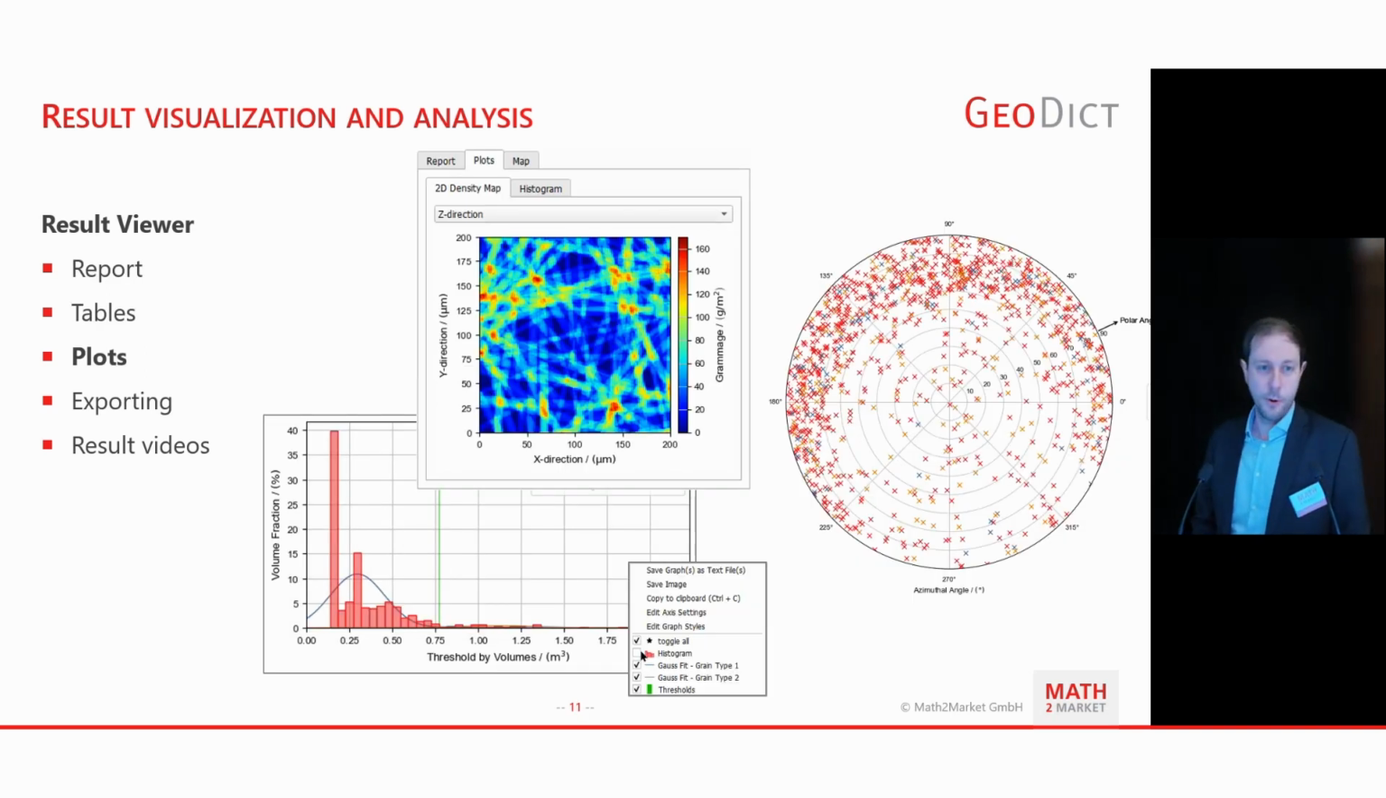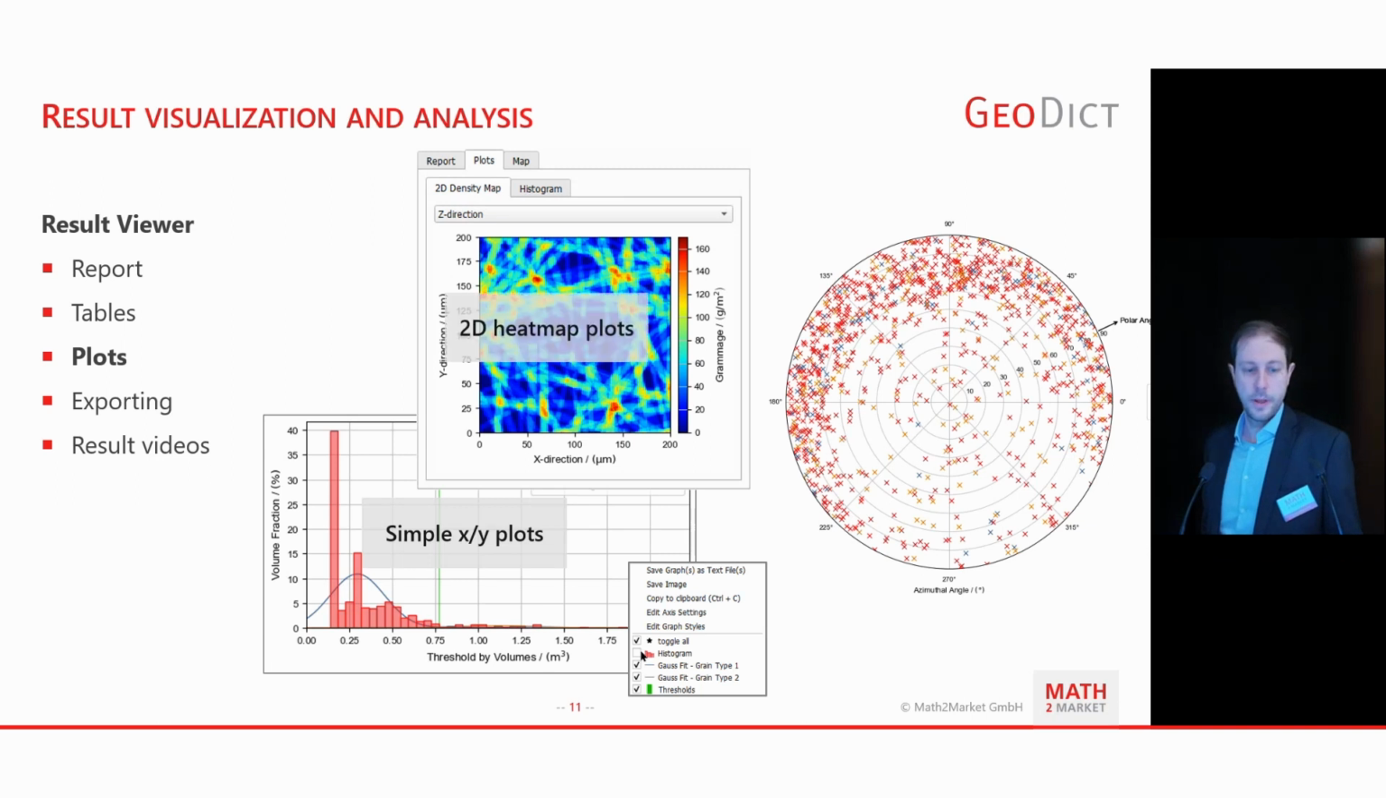But numbers are a little bit boring and hard to look at, so we have also some plots implemented. Visualize all your data using these plots. It can be simple XY plots. It can be 2D heat map plots, a little bit like a two-dimensional view in GeoDict. Or it can be a little bit more complicated, like this polar coordinate plot here on the right-hand side, which is, for example, showing some orientation data.